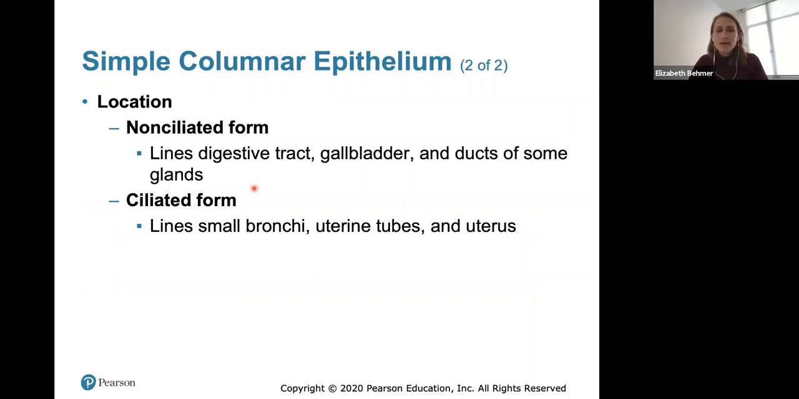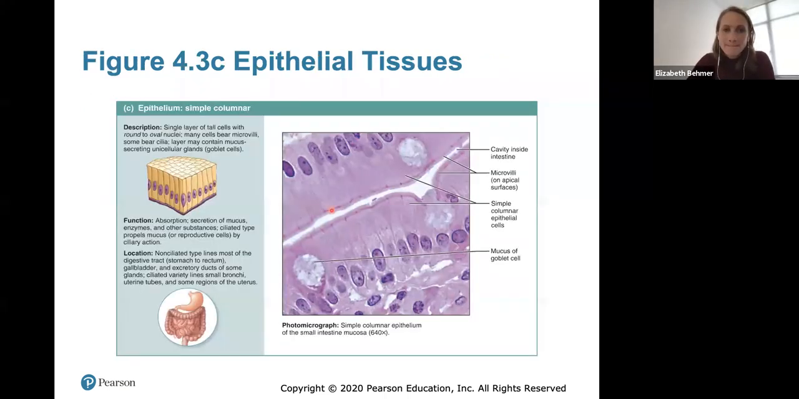The non-ciliated form lines your digestive tract, the gallbladder, and ducts of some glands, and the ciliated form can line some of the small bronchi in the lungs, the uterine tubes, and the uterus. So here's a look at simple columnar epithelium. We have microvilli on the surface. This is a big goblet cell with mucus in it. And the non-ciliated version, which is what you're looking at, you can see a column-shaped cell with an oval-shaped nucleus. This is located in the digestive tract.